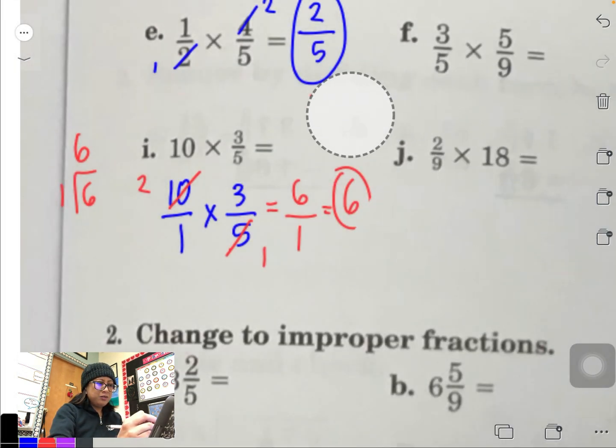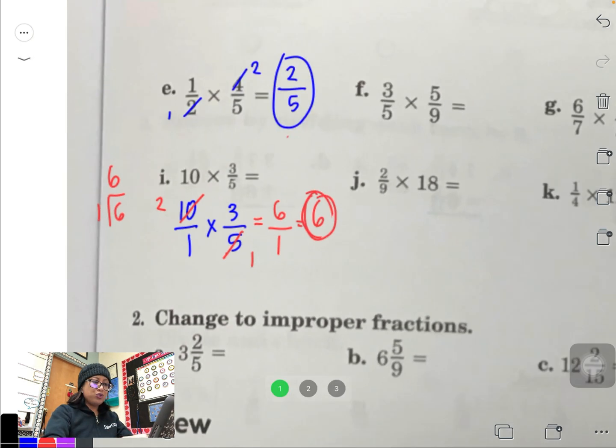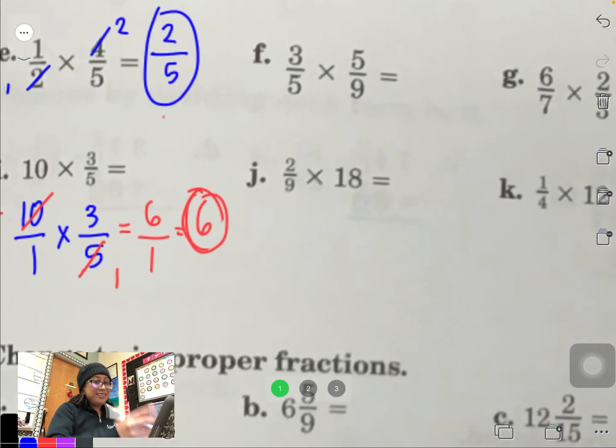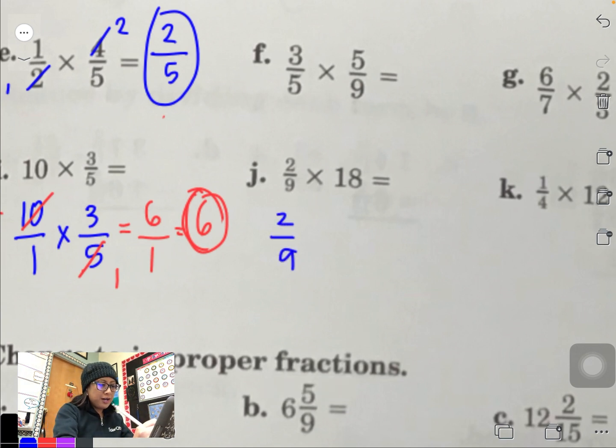Oops, too thick. All right, let's look at J, and then you can do K and L on your own, but let's do J. Right here, the whole number's on the other side. So I've got 2 9s times 18 over 1, all right? Now, I can cross cancel 18 and 9, okay? I can cross cancel 18 and 9.